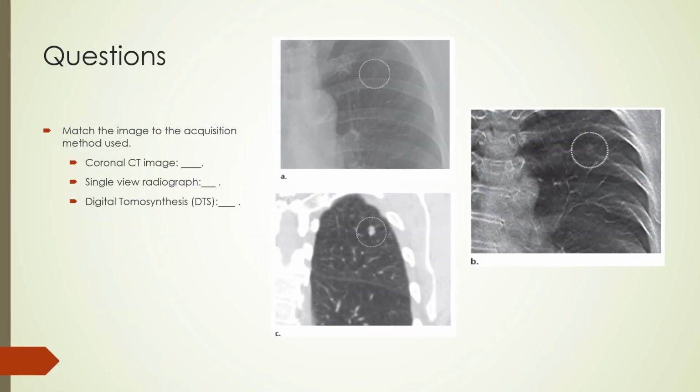Let's finish up with a few questions. First question, match the image to the acquisition method used. Your images are coronal CT image, single view radiograph, digital tomosynthesis image. The correct choices are coronal CT image is C, single view radiograph is A, digital tomosynthesis image is B.